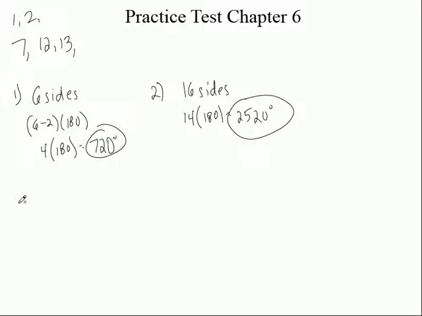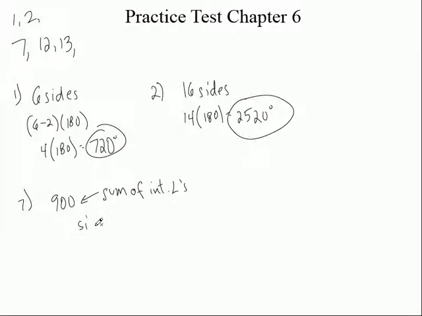All right, let's go to number 7. It says the measure of the interior angles of a regular polygon is given. I guess that's the sum. That's the sum of the interior angles of a polygon, and we want to find out how many sides that polygon has.